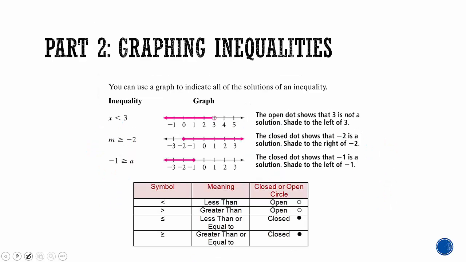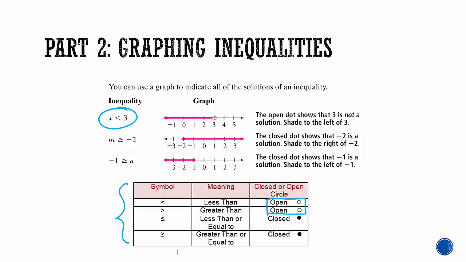So when we graph inequalities, they're a little different than anything else we've graphed before. You have to indicate on a number line where this number is and then show where all of the other solutions are. So I gave you some examples, but let's look at this down here first. If you have a less than or a greater than symbol, you use an open circle. And the reason you use an open circle is because you're saying that that number is not a solution, but everything greater than it or everything less than it is a solution.